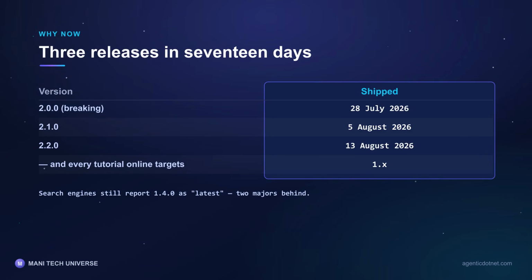Version 2.0 shipped on the 28th of July with real breaking changes. 2.1 followed a week later. 2.2 a week after that. 3 releases in 17 days.